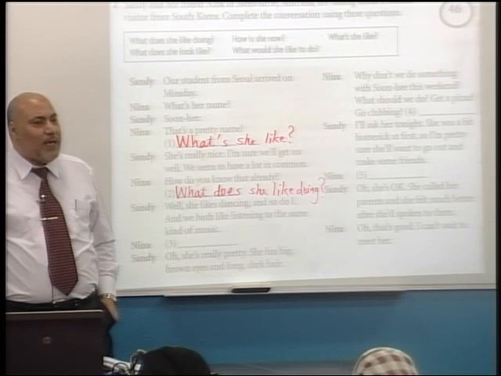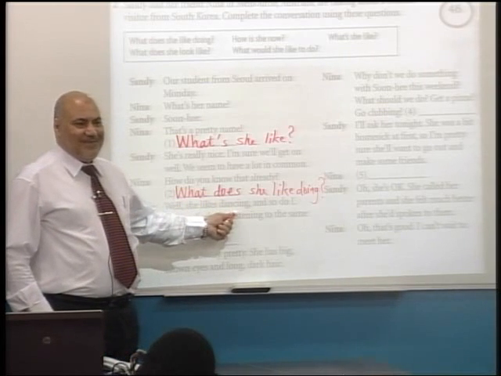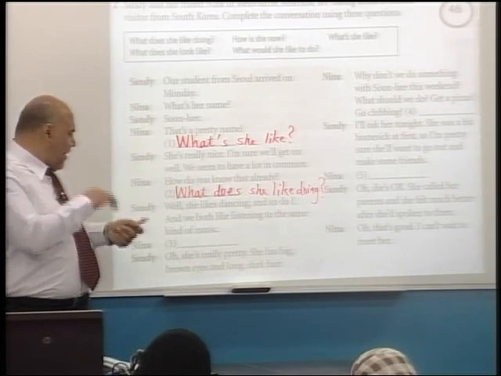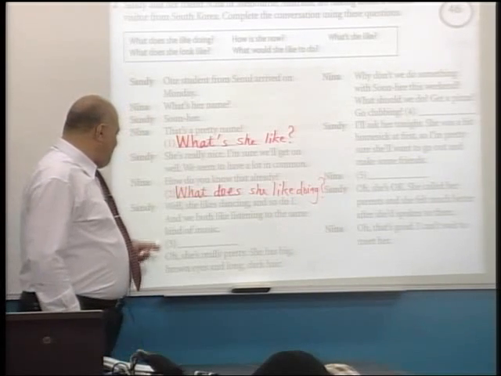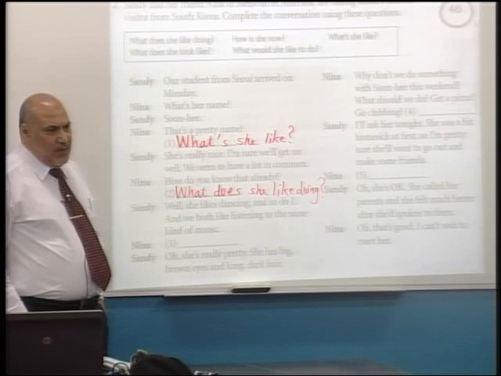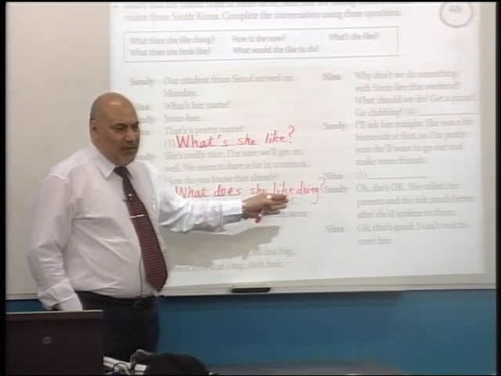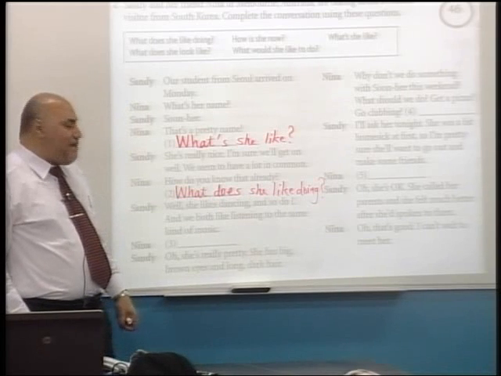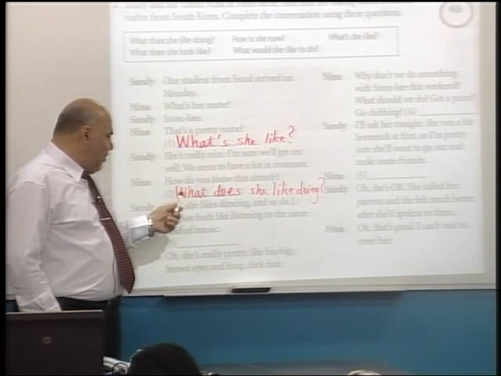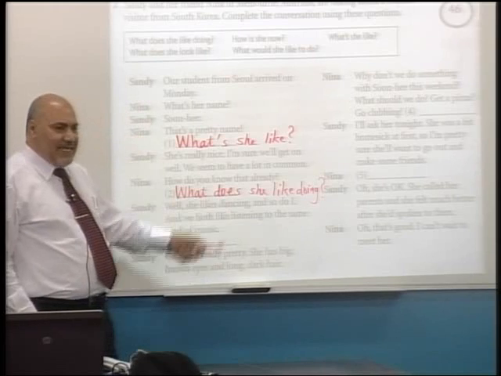What does she like doing most? Most. The best. Well, she likes dancing, and so do I. Something else. And we both like listening to the same kind of music. So we'll get on well. How do you know? What does she like doing? She likes dancing and listening. So do I.